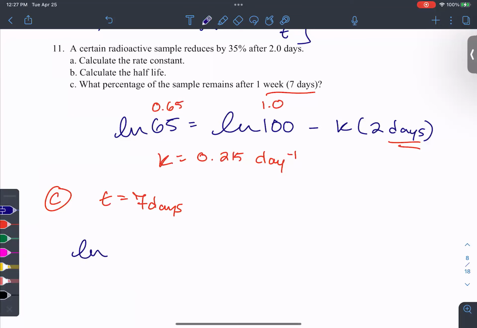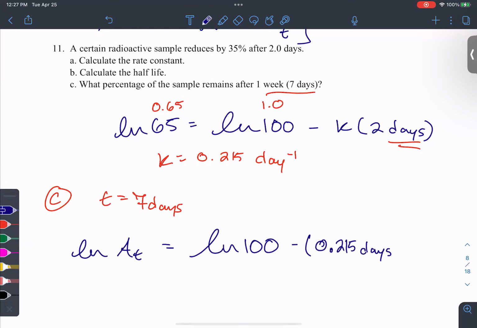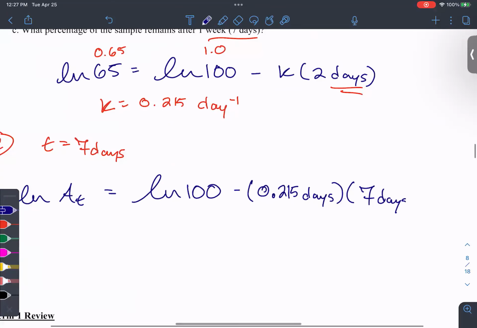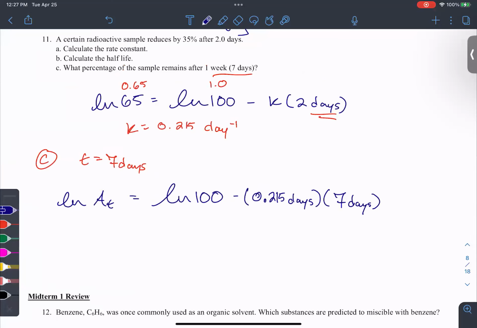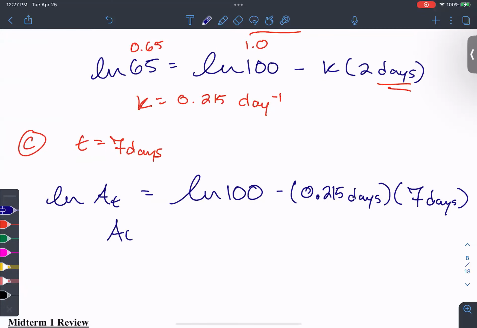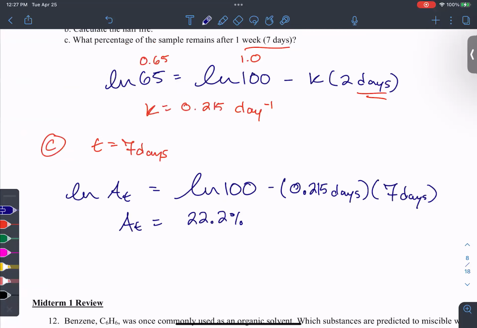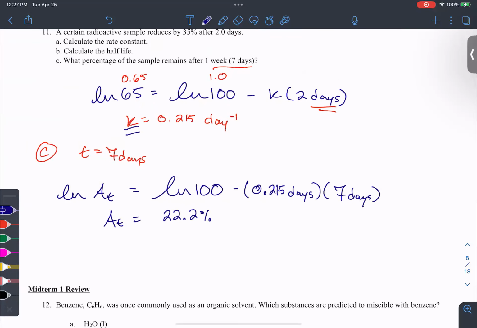So we are solving for concentration left. So natural log of A sub t equals natural log of 100 minus that K we just got, 0.215 days to the negative 1, times 7 days. All right, so 7 days have elapsed instead, and we get the concentration after some time is something like 22.2%. All right, so that was C. I just blew ahead since we already got K. We can just plug in the appropriate time.